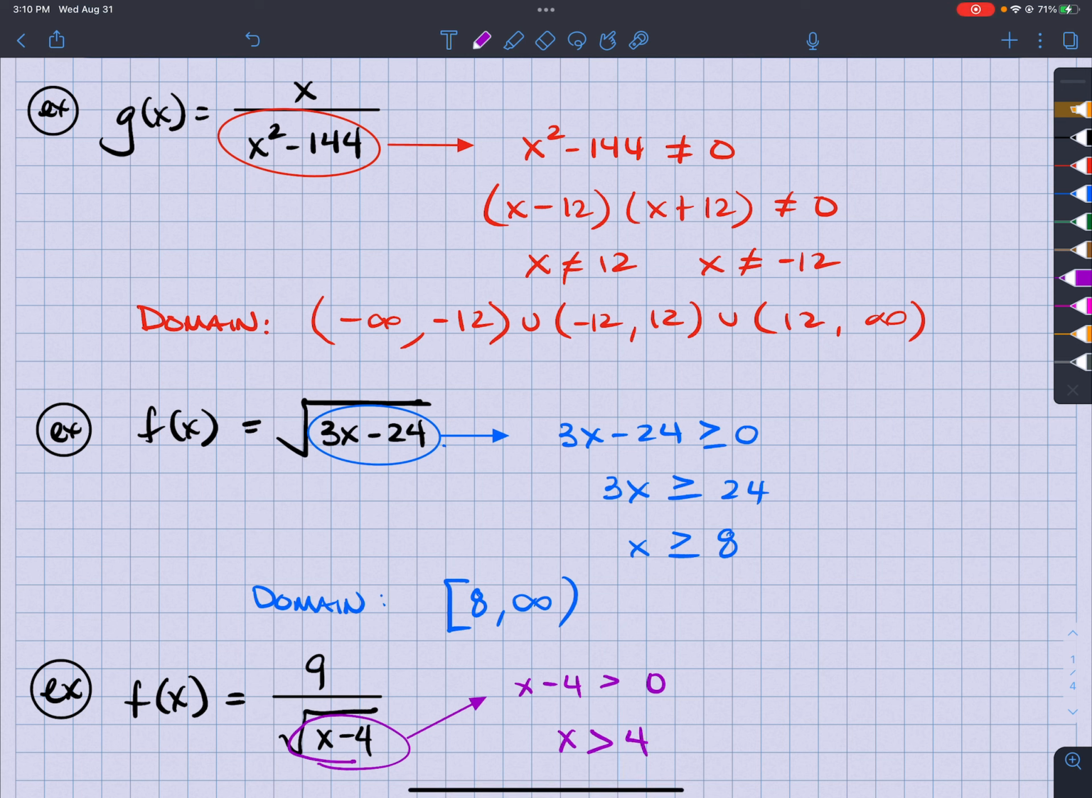If that's the case, then my domain is going to be from 4, not including 4, all the way to infinity. And there you go. All right. Okay. On to the next.